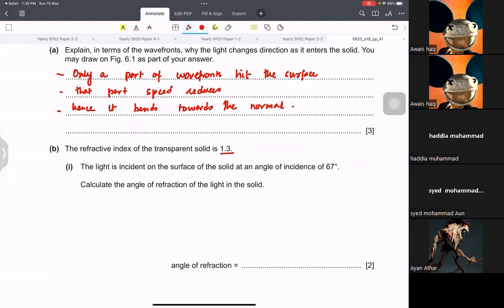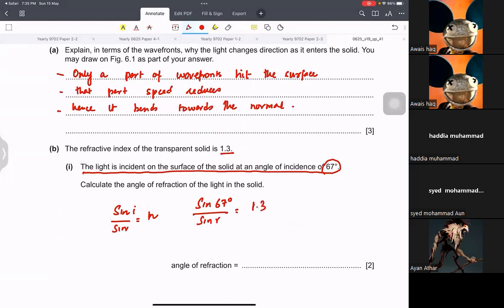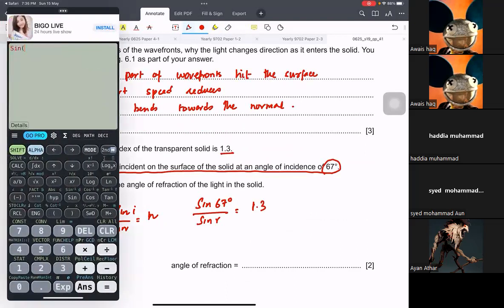So they have the refractive index. The light of incident surface is angle 60. Sine i over sine r equals n. Sine i is 67. We want to find r. This is 1.3. So what you do? Sine of 67 divided by 1.3. Shift sine answer. This has to be 45.1 degrees. All right.